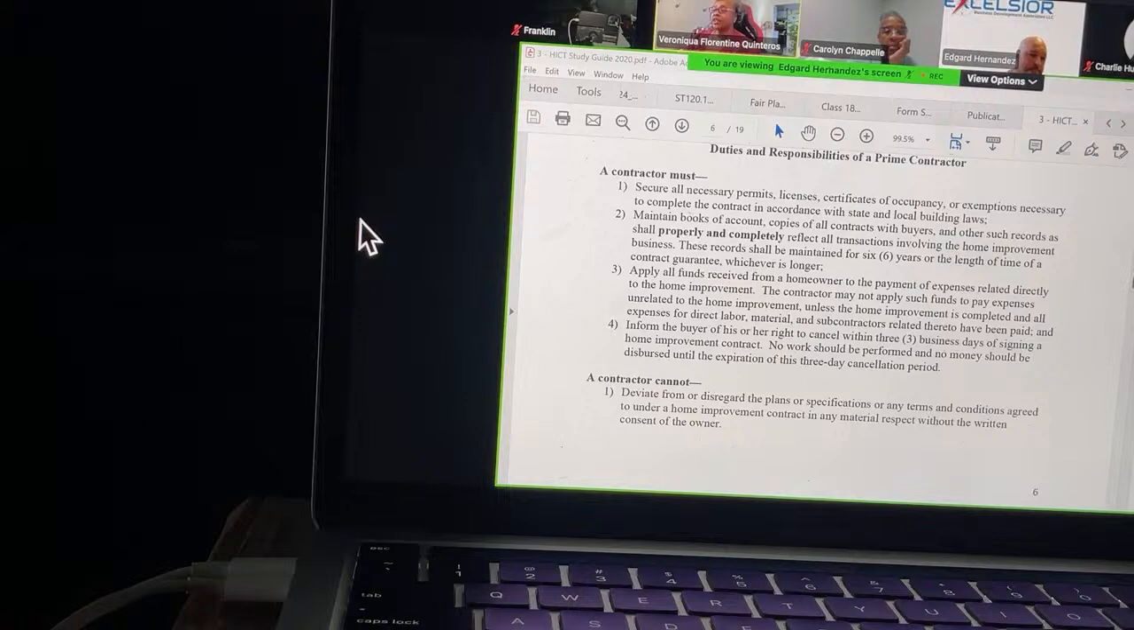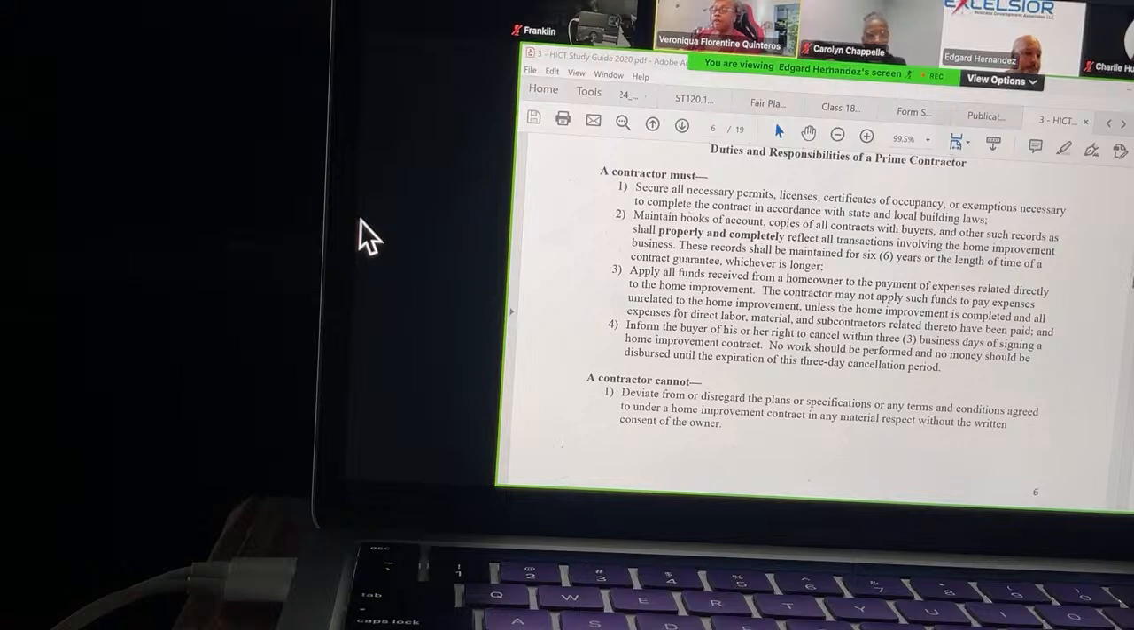These records shall be maintained for 6 years or the length of time of a contract guarantee, whichever is longer. 3, apply all funds received from a homeowner to the payment of expenses related directly to the home improvement. The contractor may not apply such funds to any expenses unrelated to the home improvement, unless the home improvement is completed and all expenses for direct labor, material, and subcontractors related thereto have been paid.